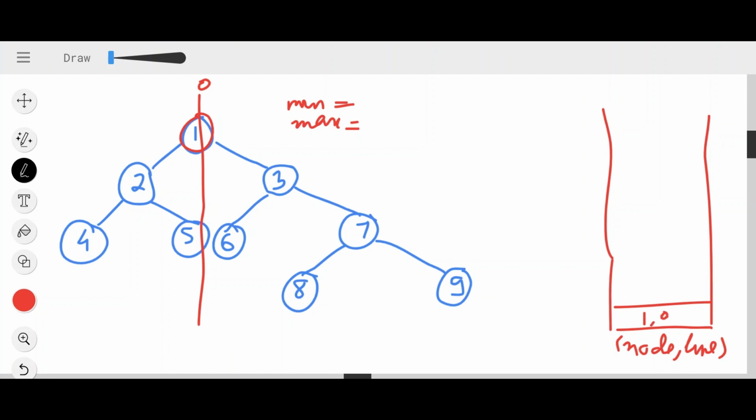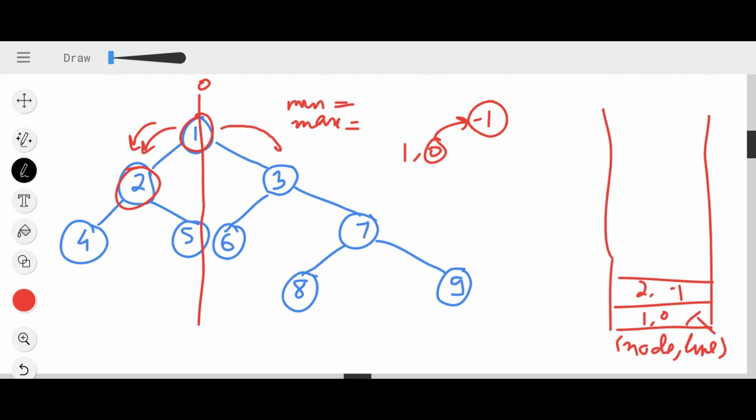This is 1, 0. Now let's see, do we have any left node? Yes, I do have a left node. Okay, so at first pop this 1, 0. If you pop this 1, 0, what was your line number? It was 0. Now since you are moving to the left side, simply decrement it by 1. This becomes -1. So push this node and the line number into your queue. This becomes 2 comma -1.